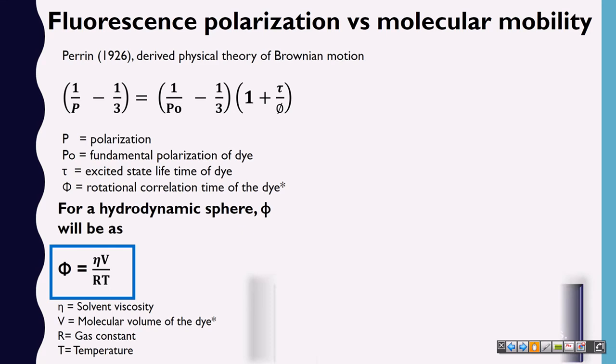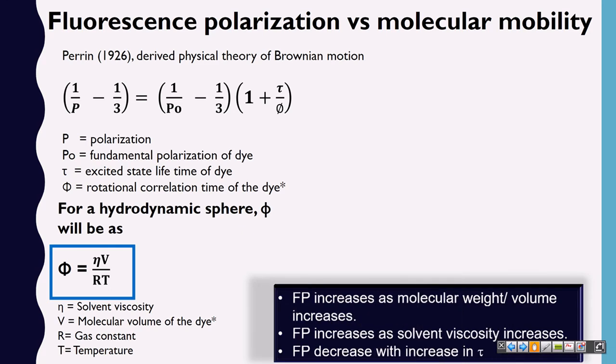From here you can see you can increase the fluorescence polarization by increasing the molecular weight, and also by increasing the solvent viscosity. Like that you are reducing the movement of the molecule. I will show this in the next slide.